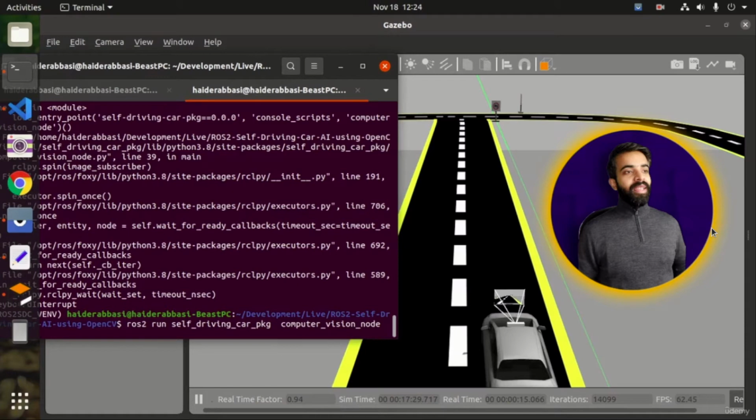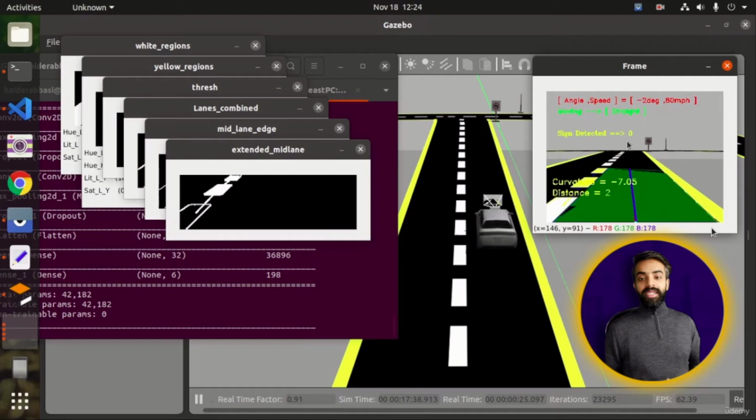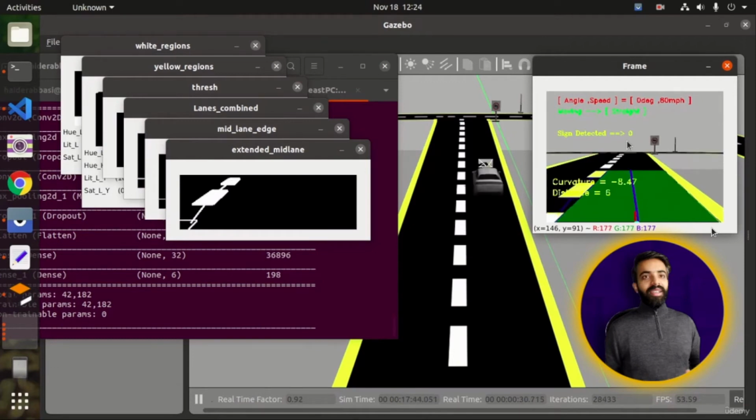As the car starts to move, you will notice that the sign detected has been initialized to 0, so no sign has been detected as of yet. But as it approaches this left turn, it will change state from the 0 to detected left turn, which will be indicated right about now.